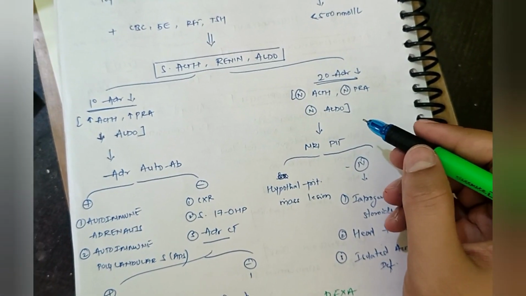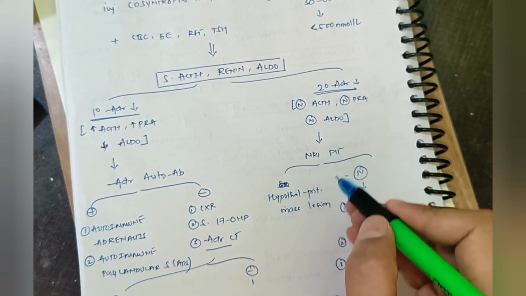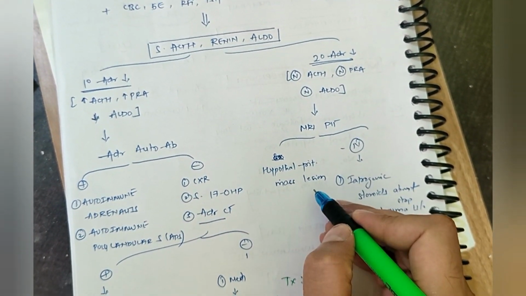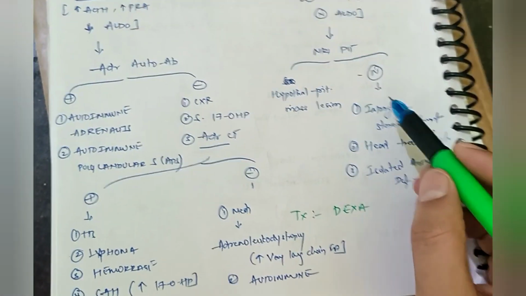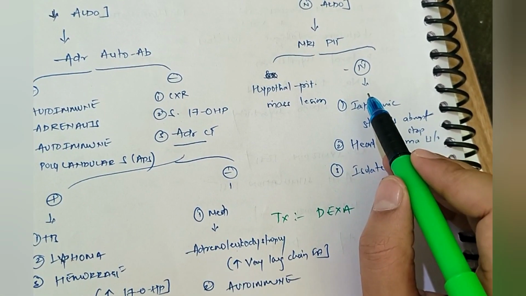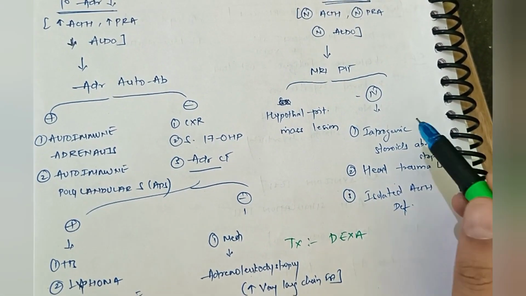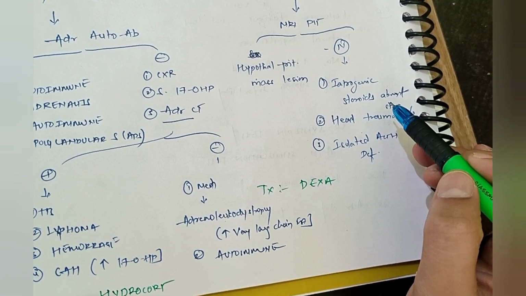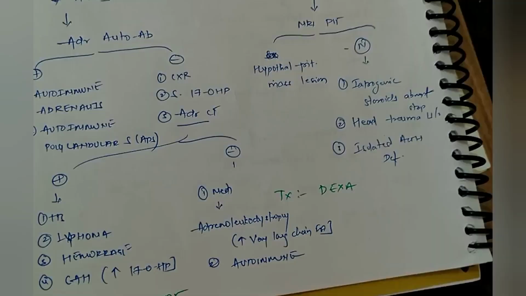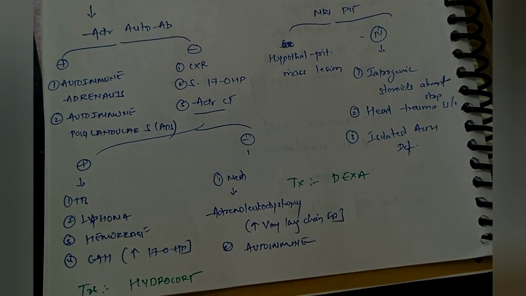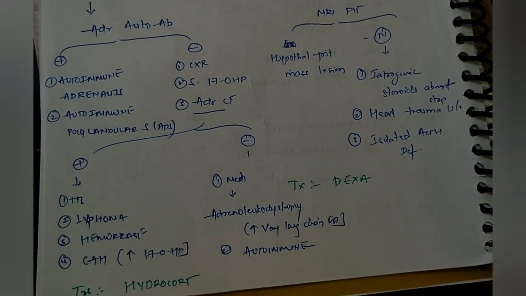And in the secondary causes, we have to see the MRI pituitary. If any lesion is there, a hypothalamic pituitary mass lesion can be causing that. And if the MRI brain pituitary is normal, then you have to look in the history for iatrogenic causes, like if the patient was put on steroids for some autoimmune disease and then the patient stops it abruptly. That will cause ACTH failure.